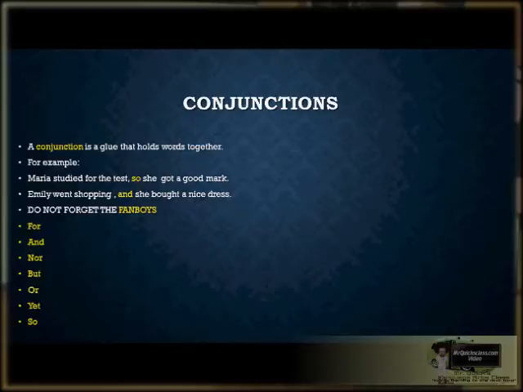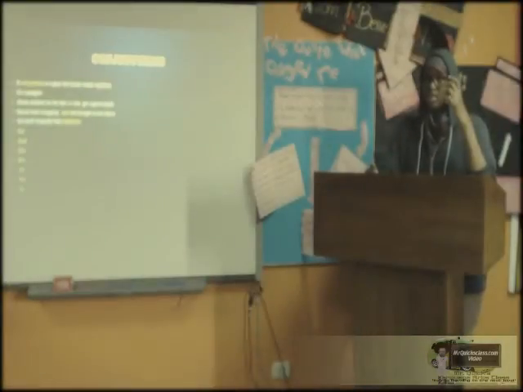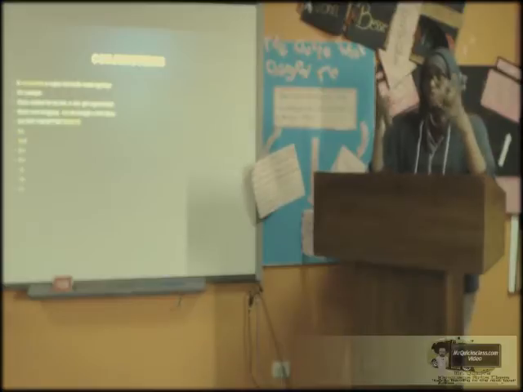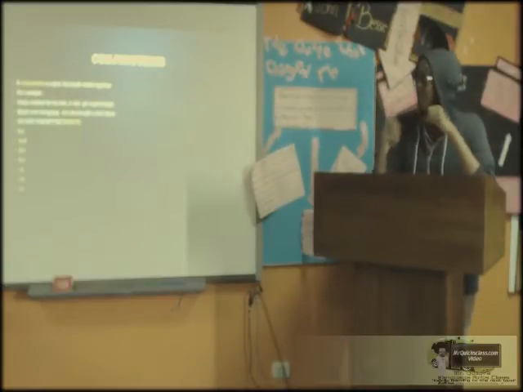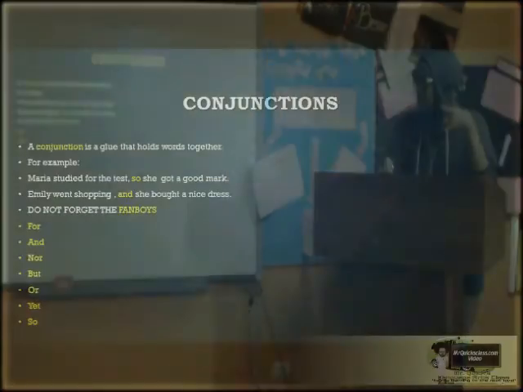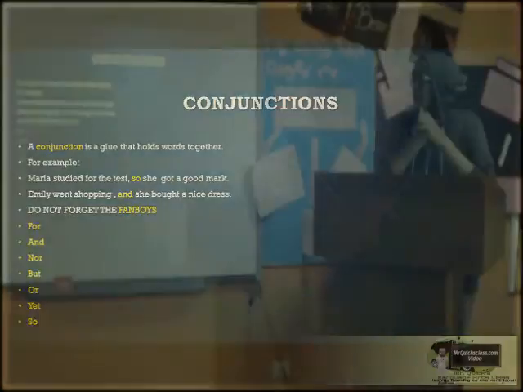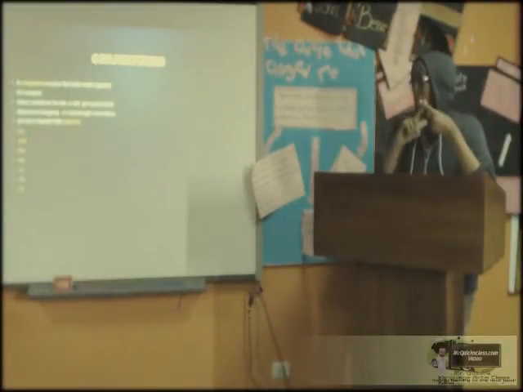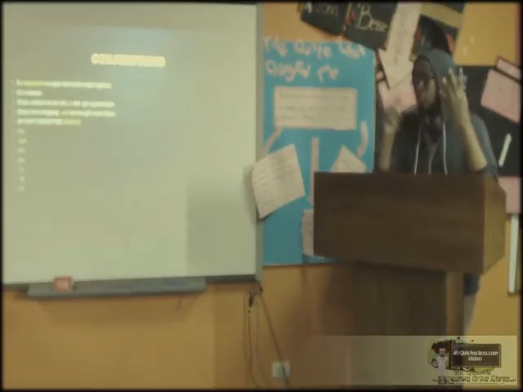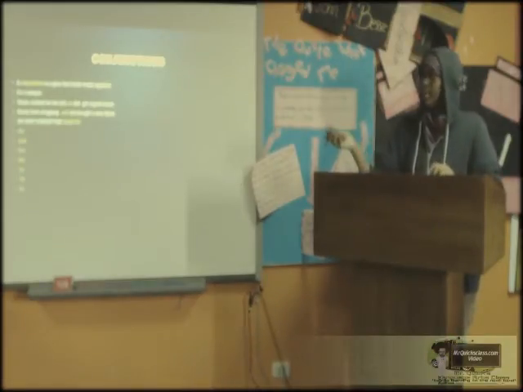Now, we'll be talking about conjunctions. A conjunction is, as I like to express it, a glue that connects words together. For example, Maria studied for the test, so she got a good mark. Emily went shopping, and she bought a nice dress. As you guys can see, so in the first sentence is the conjunction, and in the second sentence, and is the conjunction. And do not forget the fanboys, which are for, and, nor, but, or, yet, and so.